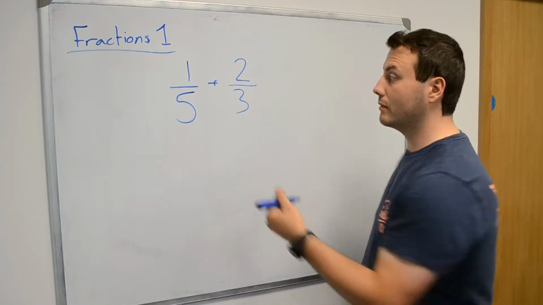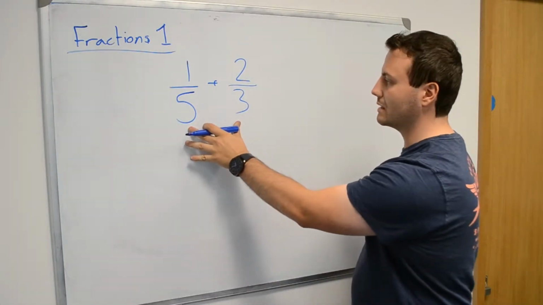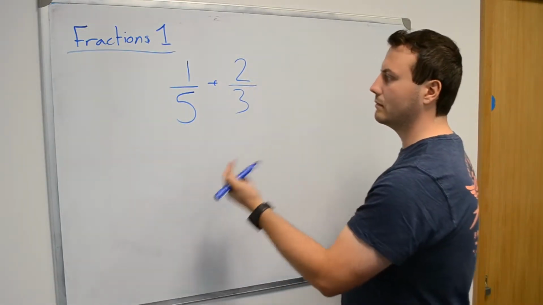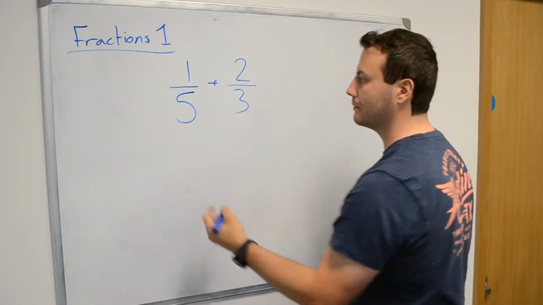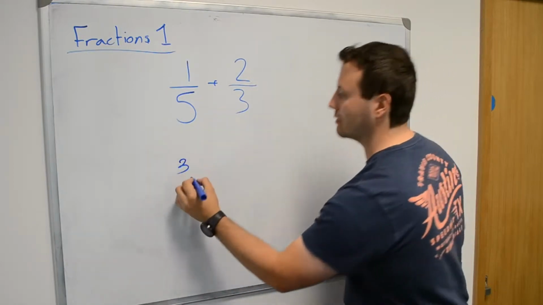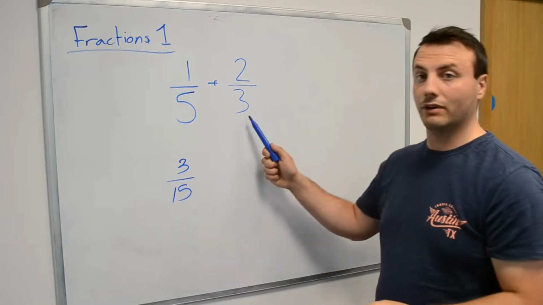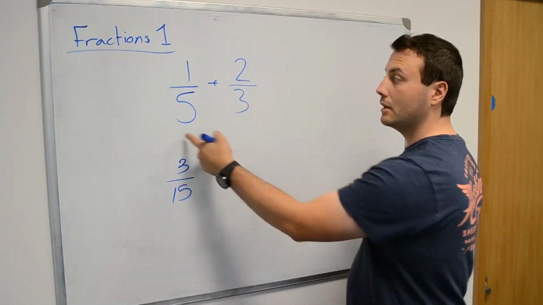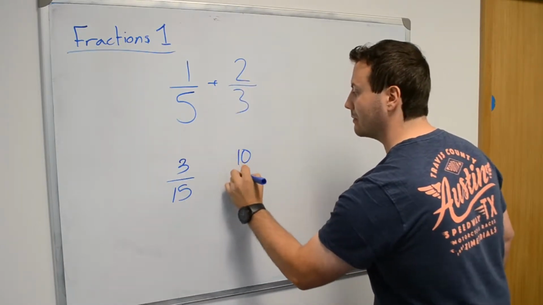These two can't be added together because they've got different bases, so we're going to convert these into 15ths. We're going to multiply the left-hand fraction, top and bottom, by 3. So 1 times 3 is 3, 5 times 3 is 15. And the right-hand fraction, we're going to multiply by the left-hand denominator. So 5 times 2 is 10, and 5 times 3 is 15.